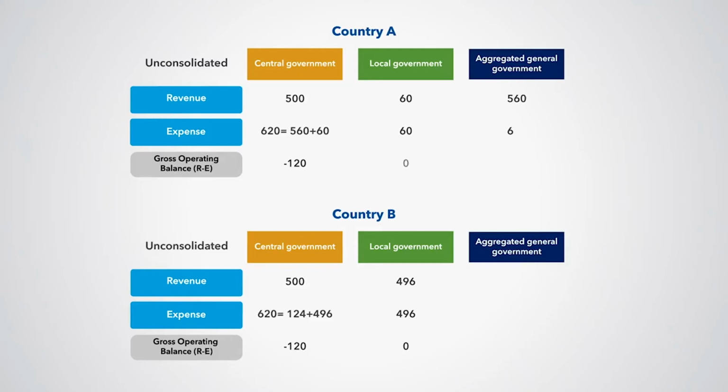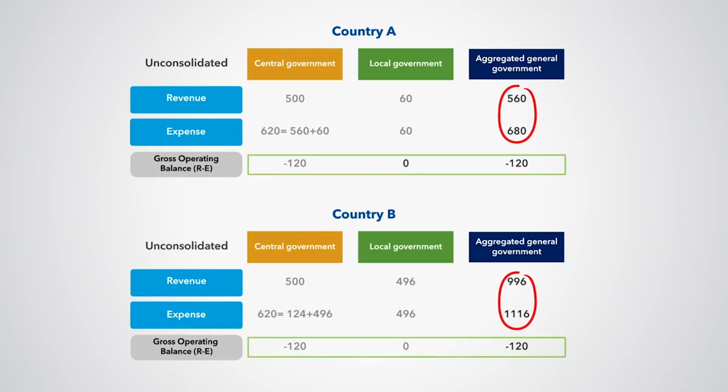Now we can calculate the numbers for the general government sector. If we compare both countries at the general government level before consolidation, we see that simply aggregating transactions for central government and local governments shows country B has significantly higher revenue and expense than country A. Notice, however, that the gross operating balance of the general government is the same for both countries.